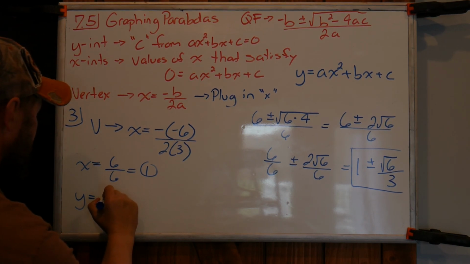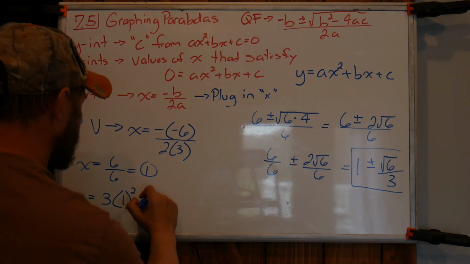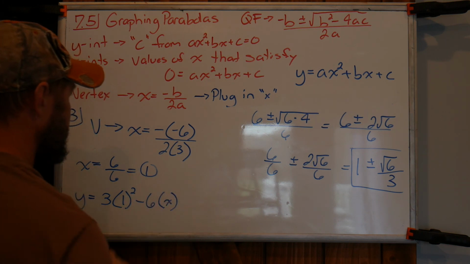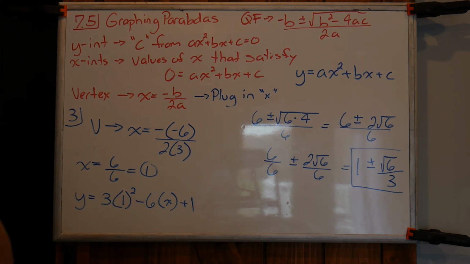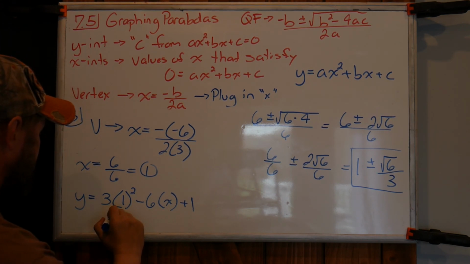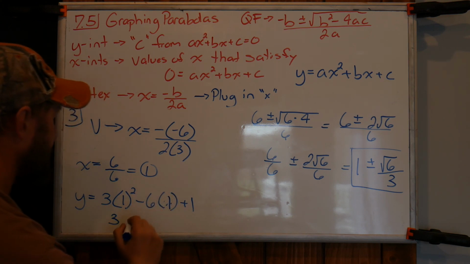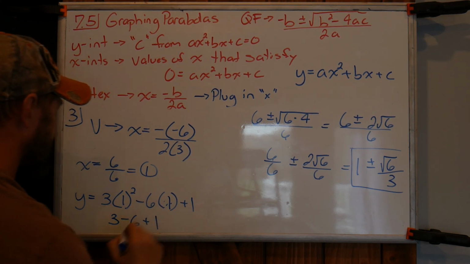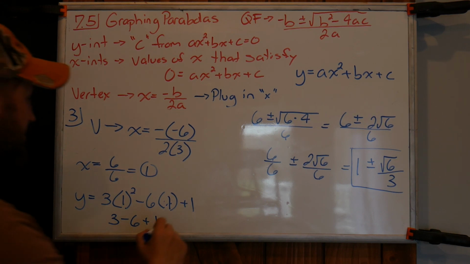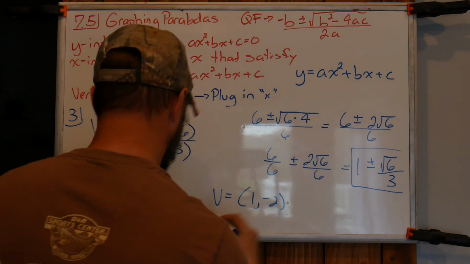So I plug that in. I had 3 times x squared minus 6 times x, and then I believe it was plus 1. Yeah, my c was 1. So let me figure this all out. I have 3 times 1, and I have a negative 6 times 1 plus 1. So I have negative 3 plus 1 equals negative 2. So my vertex is 1, negative 2.